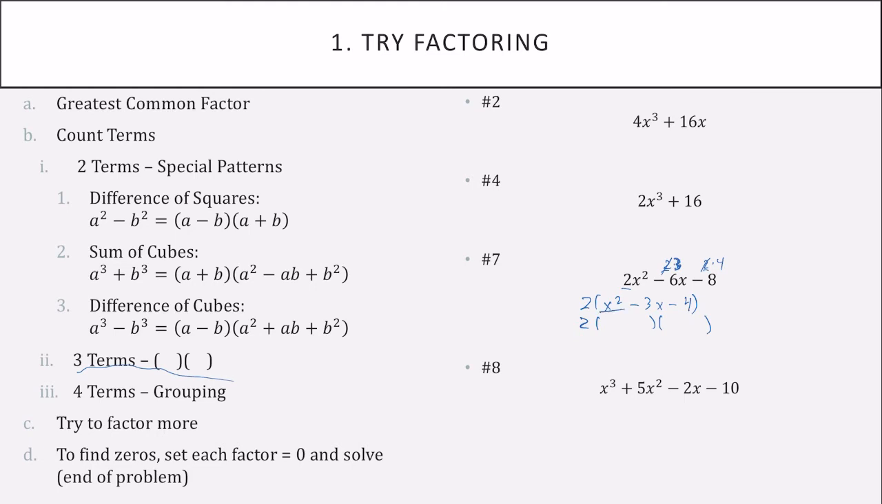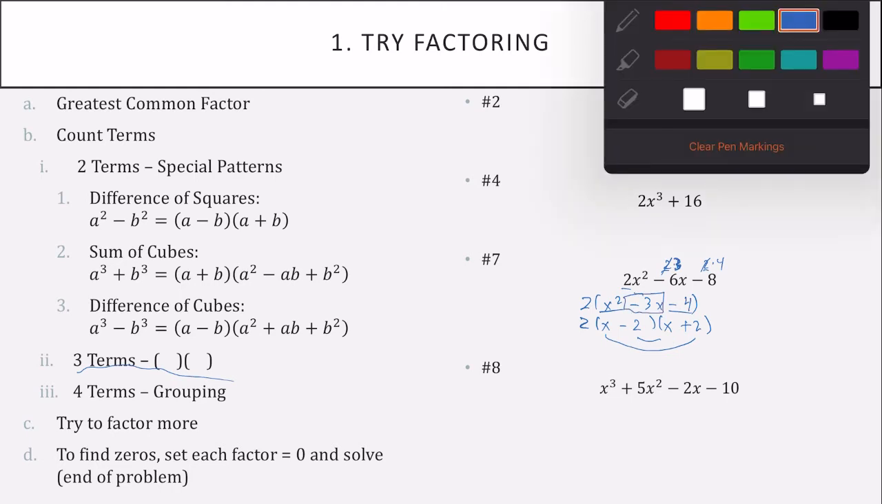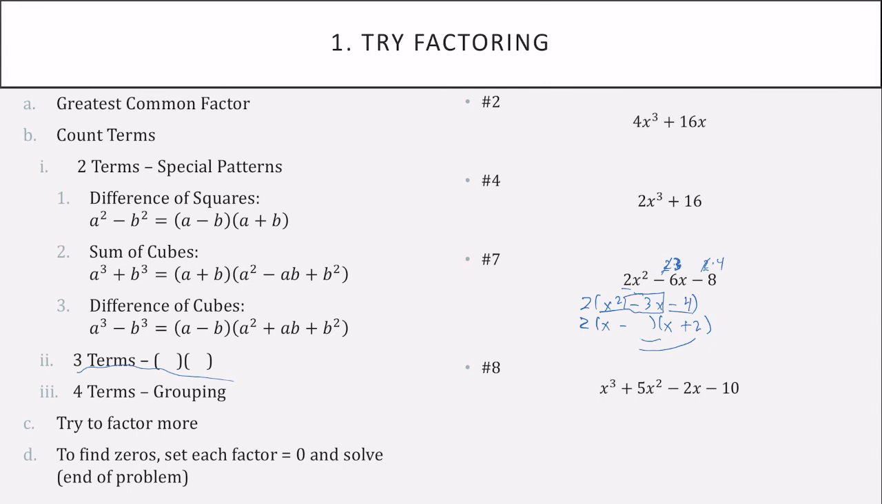And we say, what times what is x squared? And what times what is negative 4? Well, you might want to try negative 2 and 2. That makes negative 4. But then if I add these, I'll have negative 2x and 2x makes 0. But I really will need it to make negative 3x in the middle. So that didn't work. So let's erase that and try again.